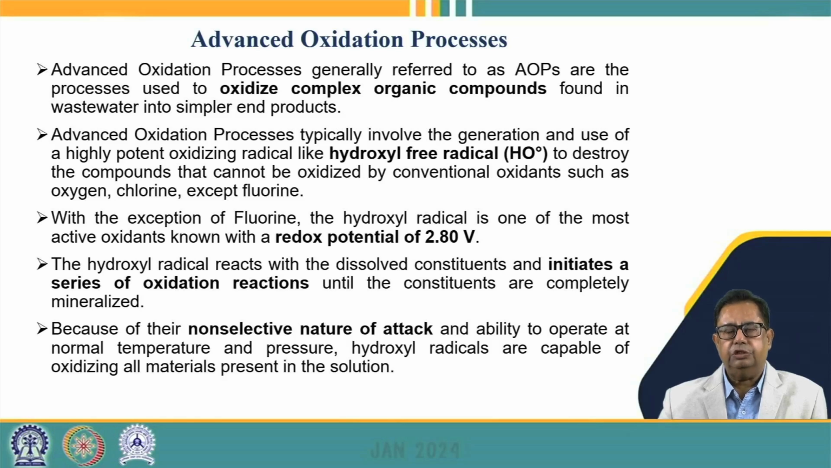So the advanced oxidation processes typically involve the generation and the use of a highly potent oxidizing radical, which is also called dot OH radical. It is also called hydroxyl free radical. So this hydroxyl free radical can be used to oxidize certain compounds which cannot be oxidized by the conventional oxidants, such as oxygen or chlorine or ozone, right? So they cannot oxidize such types of compounds. In that case, the hydroxyl radical can be used for oxidizing these compounds, and except fluorine, which has a higher redox potential than the hydroxyl radical, right? So this hydroxyl radical is one of the most active oxidants.